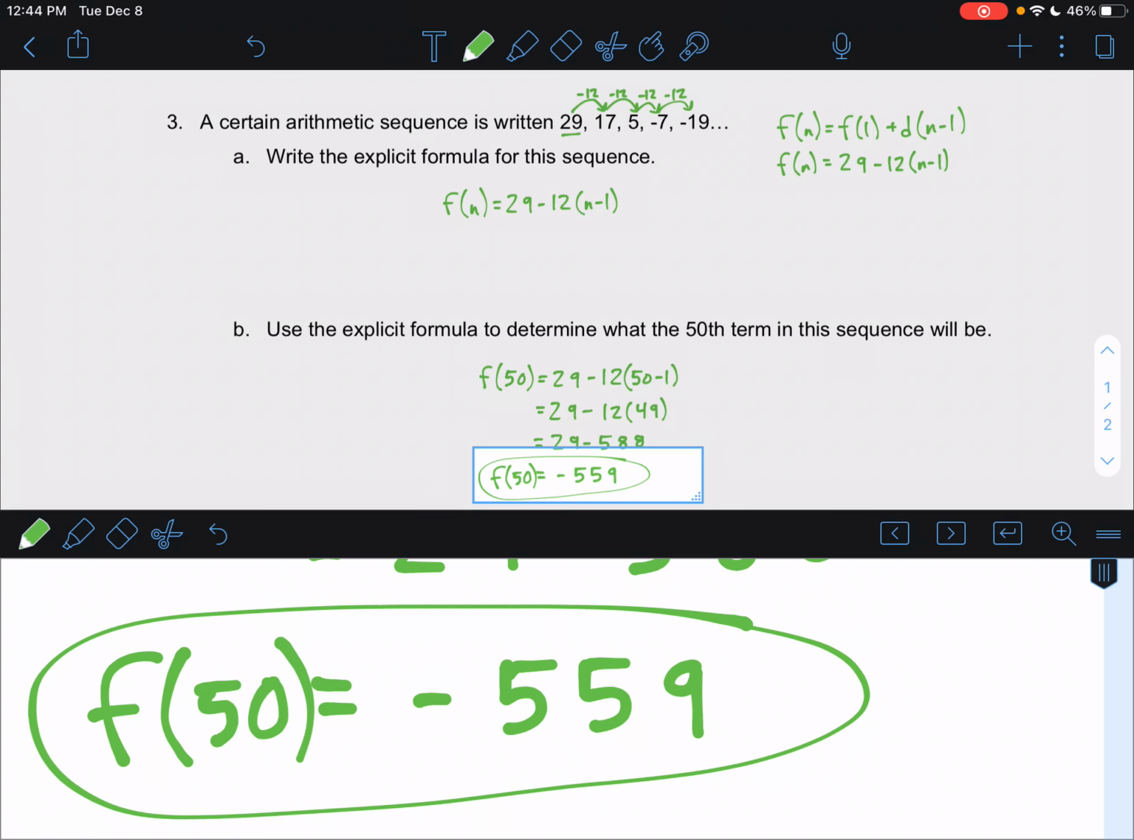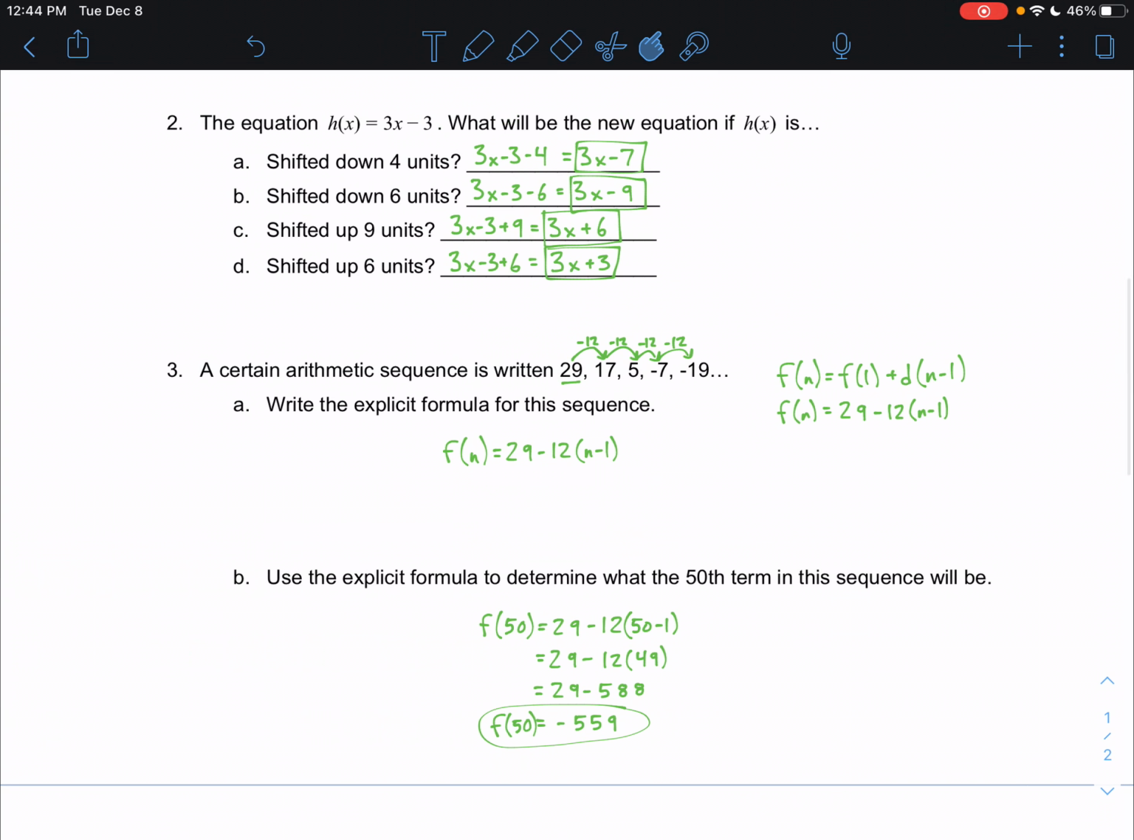And that's all you had to do for today's practice quiz. And that is exactly what tomorrow's quiz is going to look like. So hopefully you've done that. Hopefully you understand how to do this.